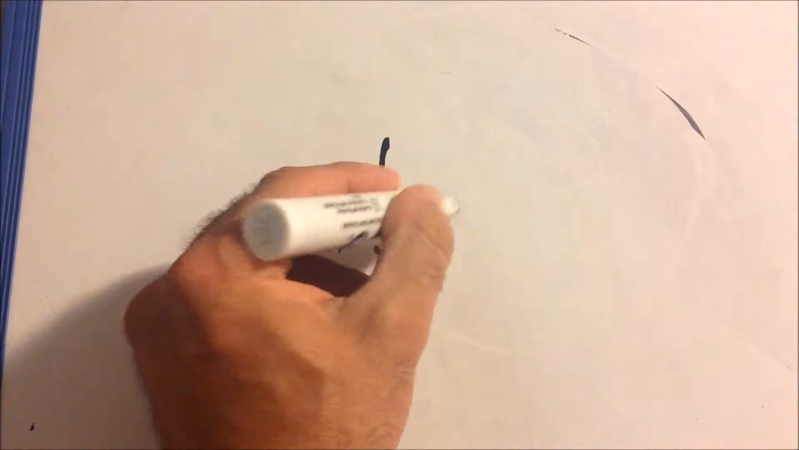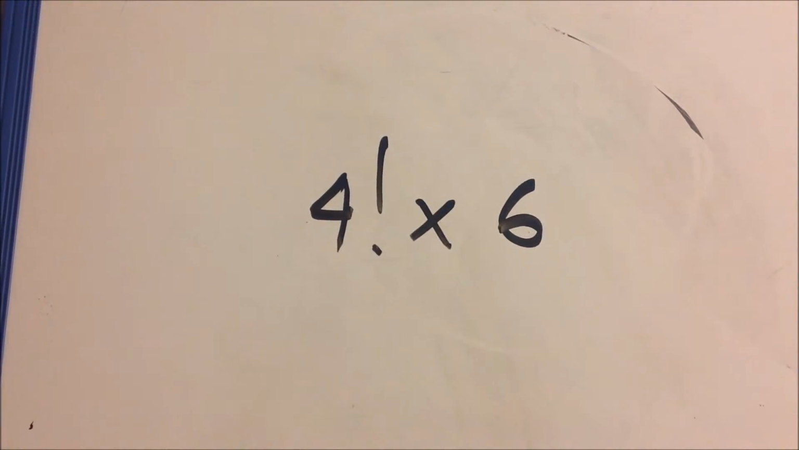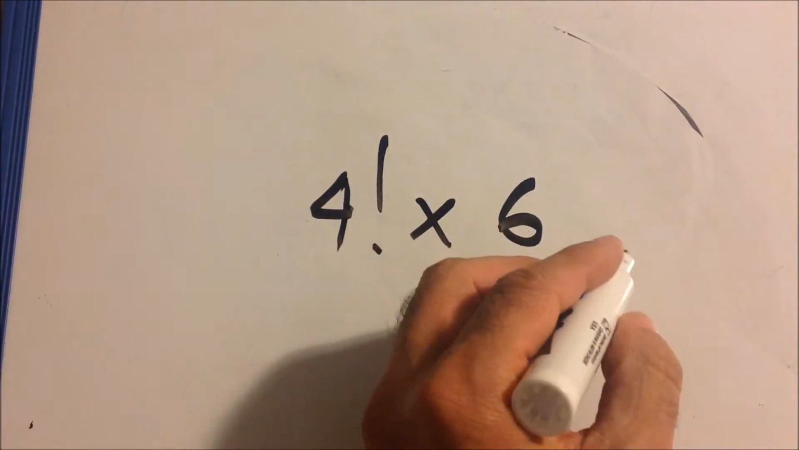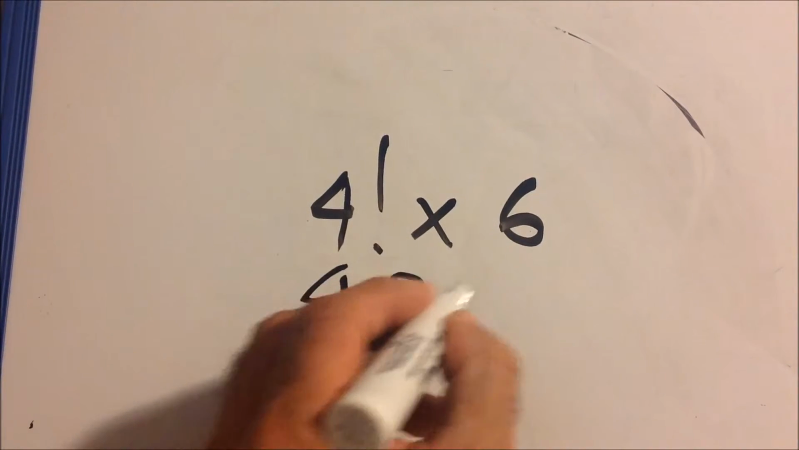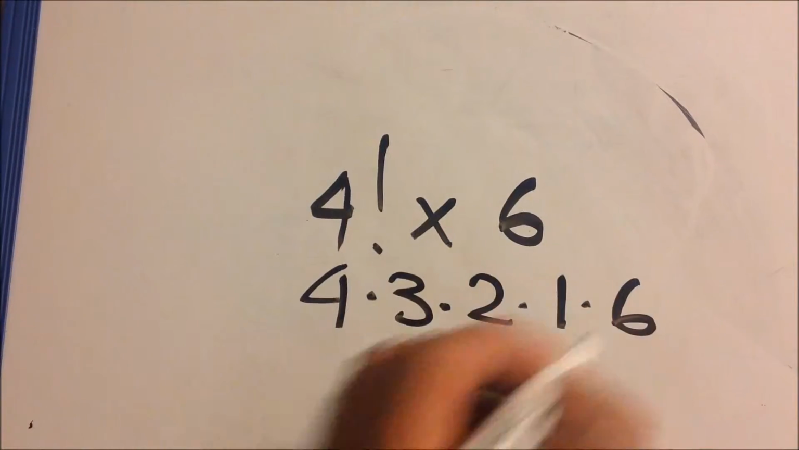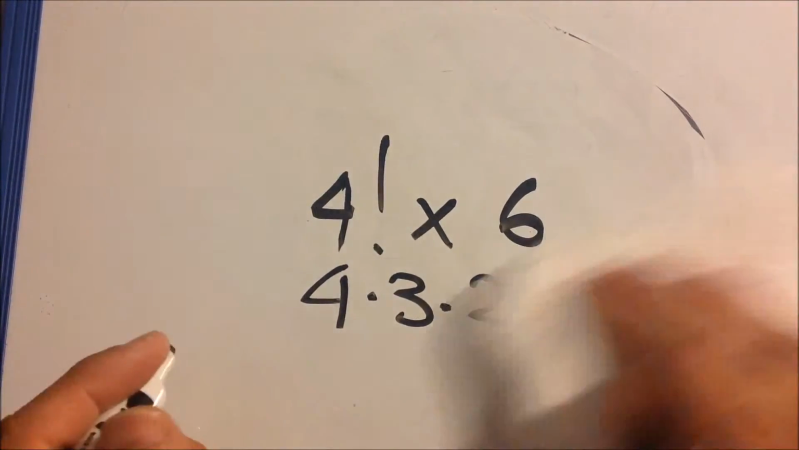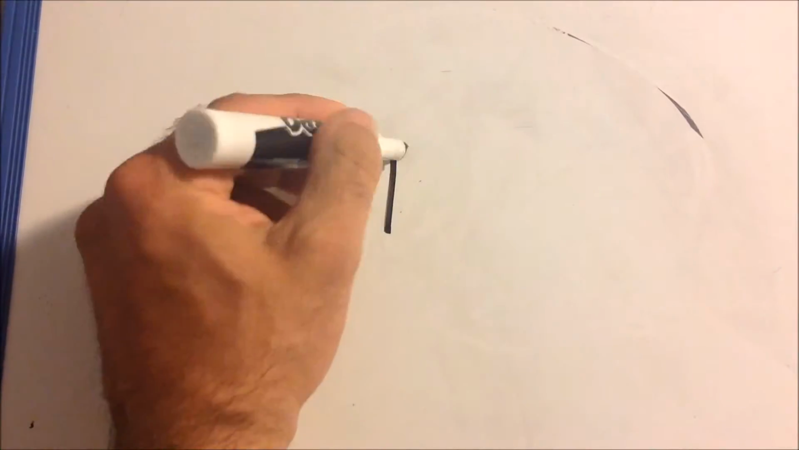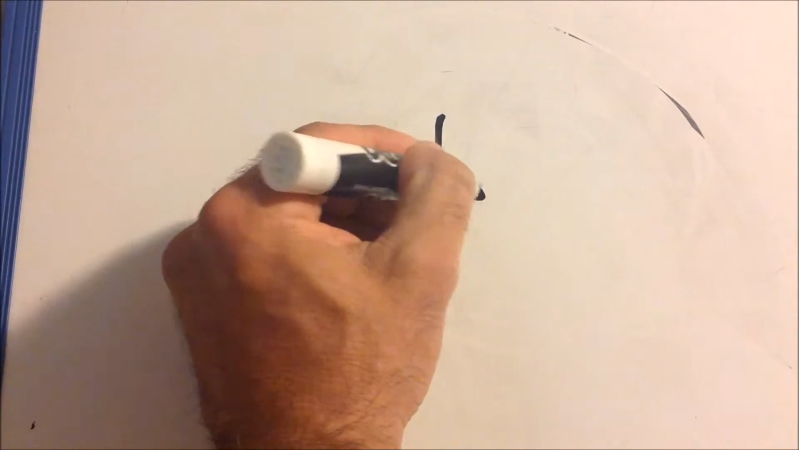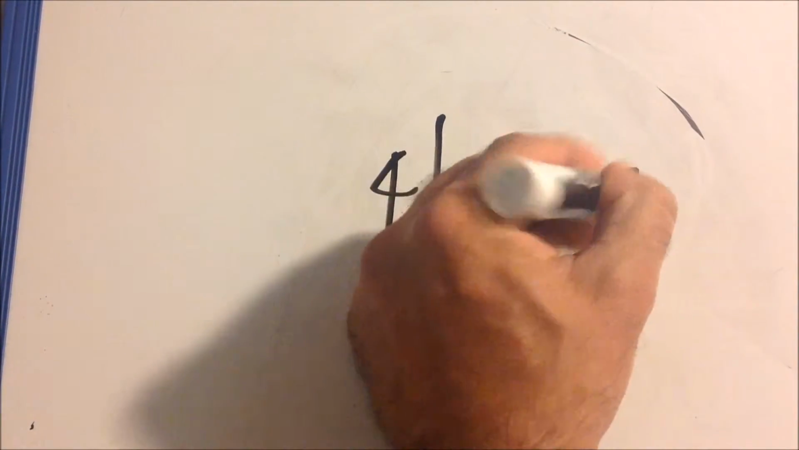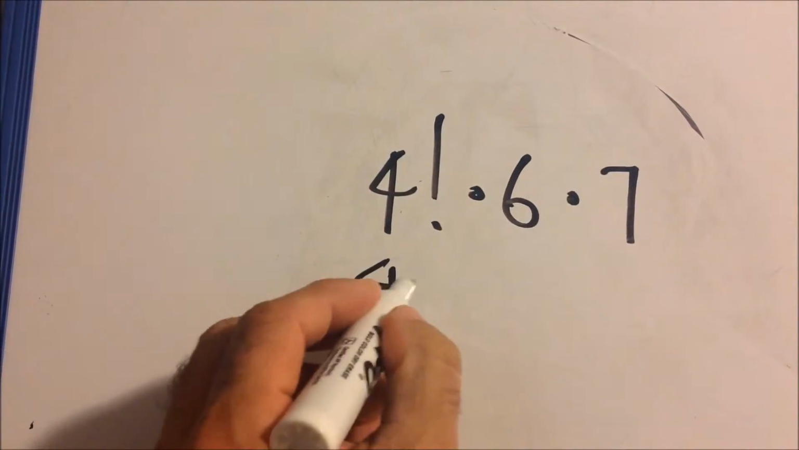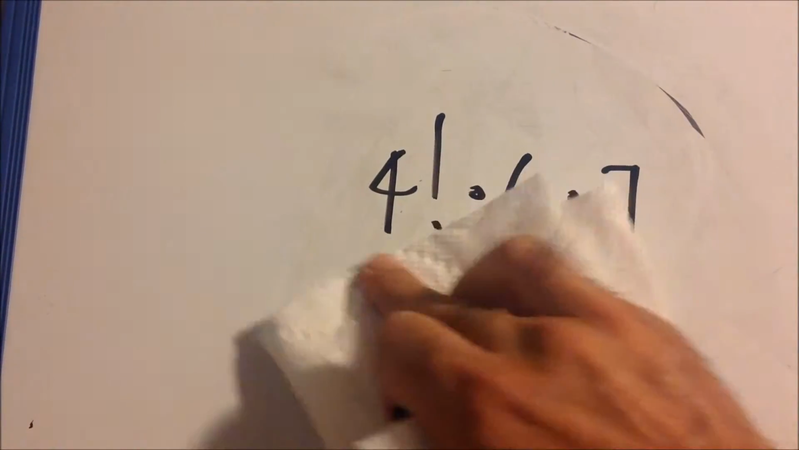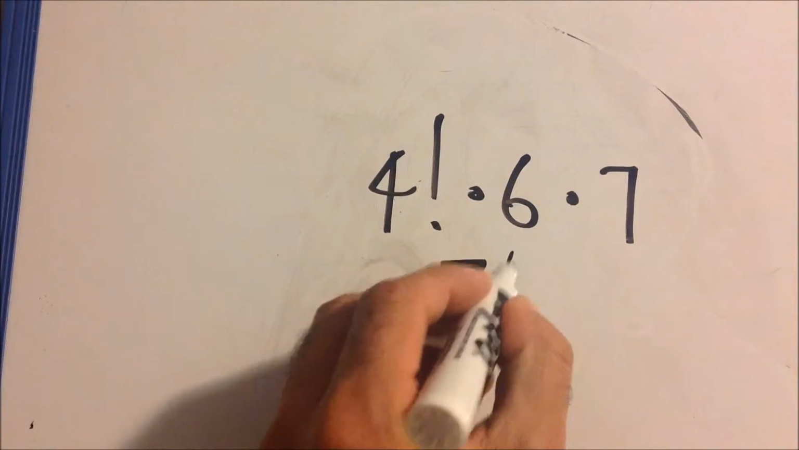Now if we did 4 factorial times 6, we do 4 factorial and times 6. So it's actually you're doing 4 times 3 times 2 times 1 times 6. Let me erase this first. Let's say you did 4 factorial times 6 times 7. Well, now there's a continuation here. 4 factorial times 6 times 7 will be 7 factorial.